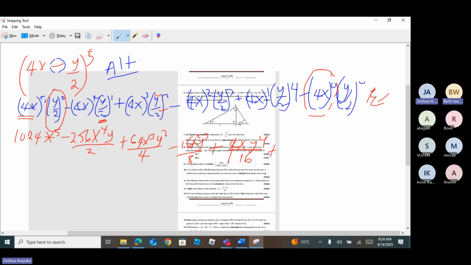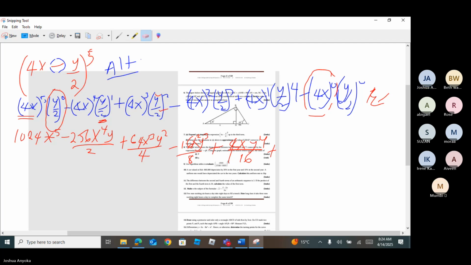Not plus, minus 4x. We're done with this one. Minus, 4x has become 0. So it is minus y power 5 over 32. Well, this is expansion without coefficients; we can evaluate further, so that we have now the final 1024 x power 5, 256 divided by 2, 128 x power 4 y.